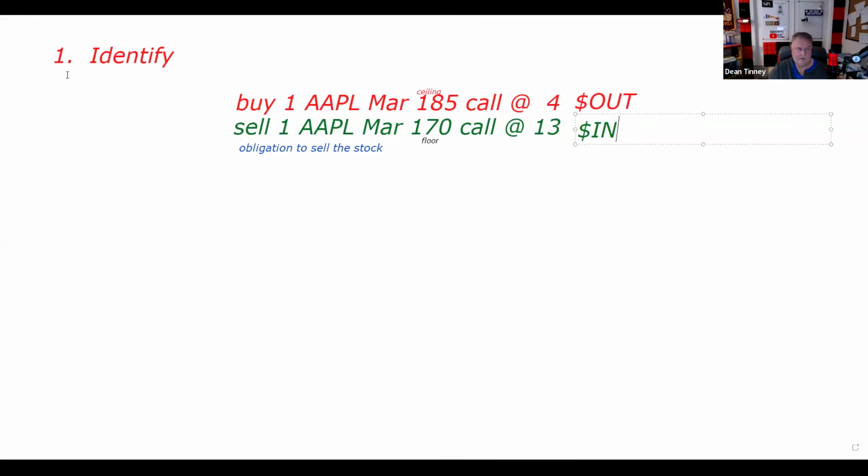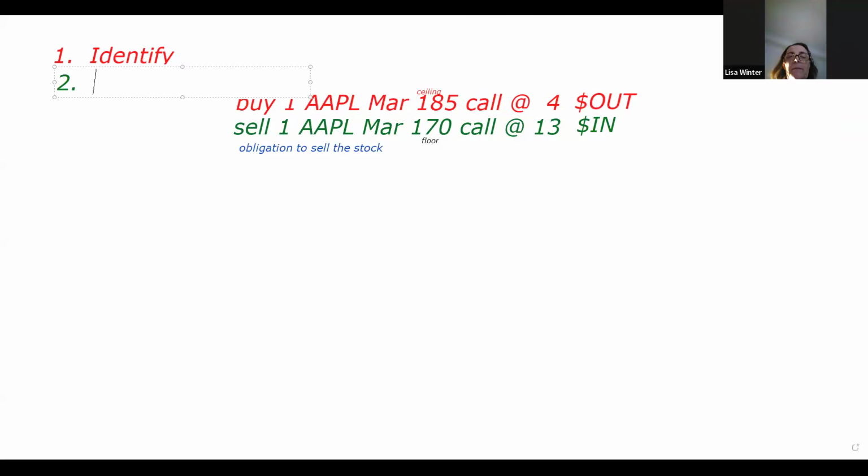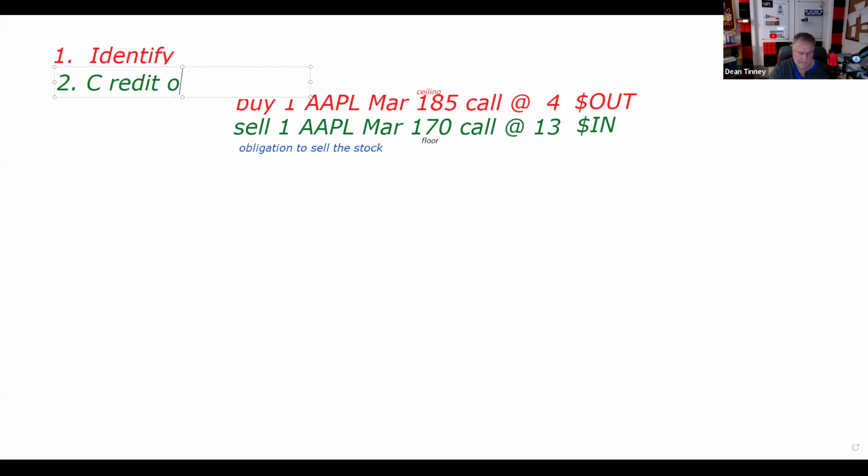So that's test question number 2. We'll put that over here. Credit spread. That's right. It's a credit spread because we've got more money in than money out. And as we said, it would be foolish for you to do the naked call because that's just dumb, right? Because you would have unlimited loss potential.